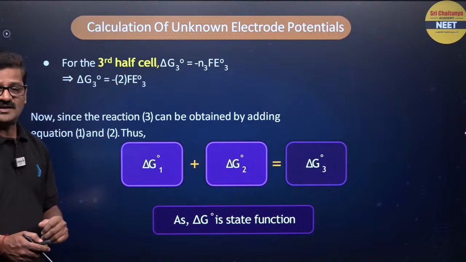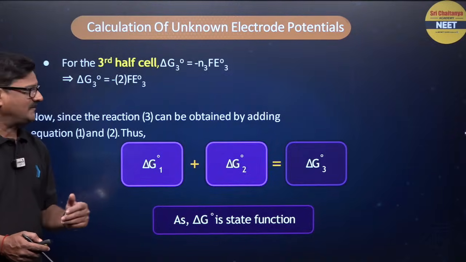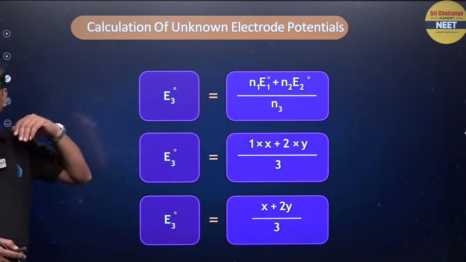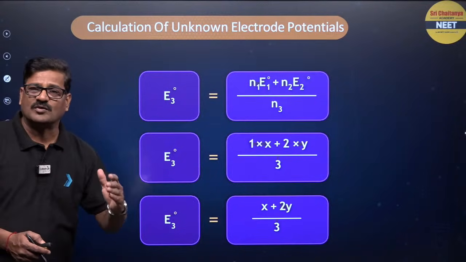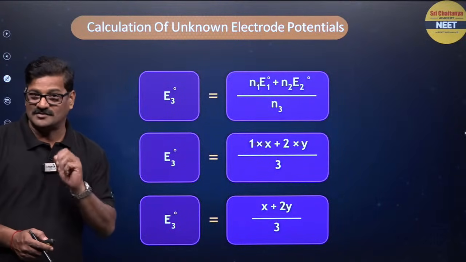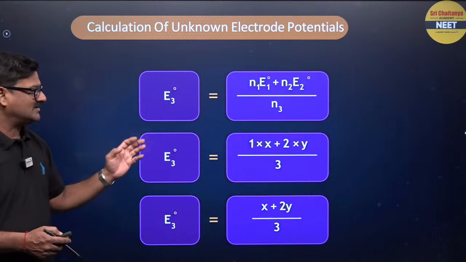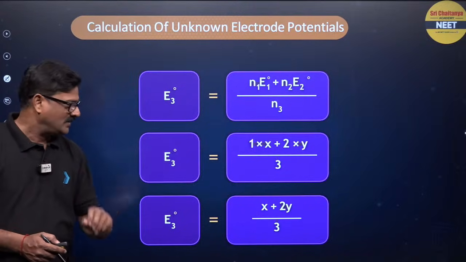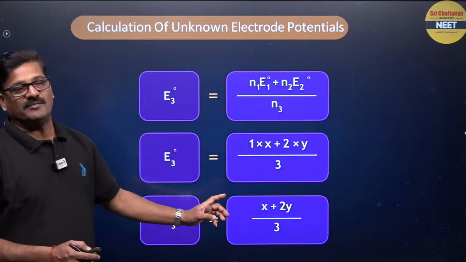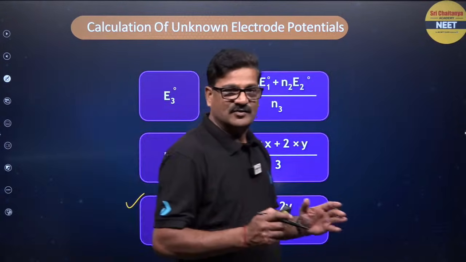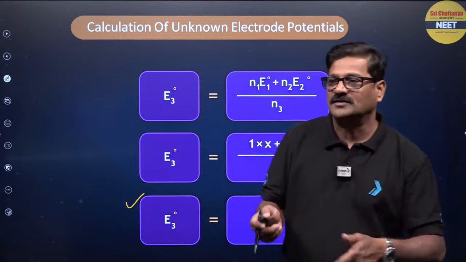3 is equal to minus N3 F E naught 3, and from here E naught 3 value can be calculated by N1 E naught 1 plus N2 E naught 2 by 3, because 3 electrons are used. Putting that in, its value is 1 into X plus 2 into Y by 3. So X plus 2Y by 3 is the answer for this question. If the X and Y values are given, you can give the direct answer.